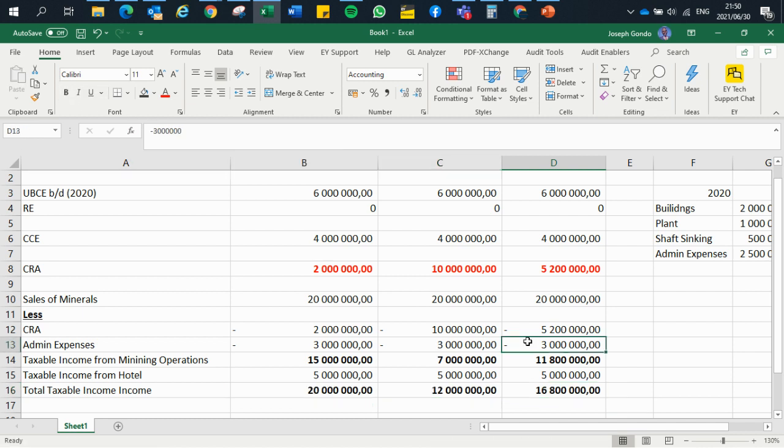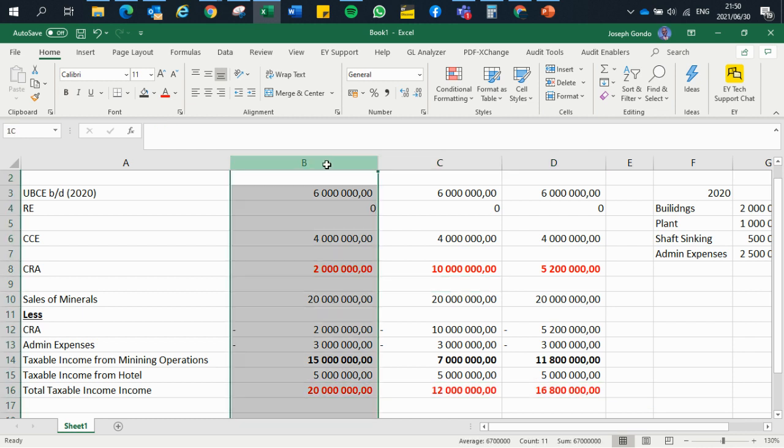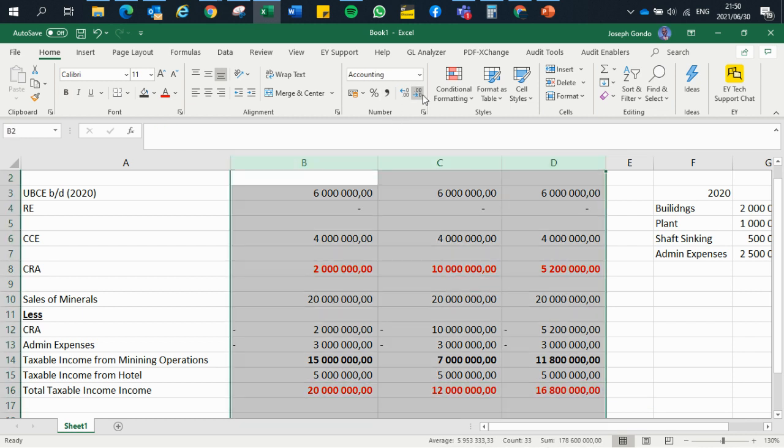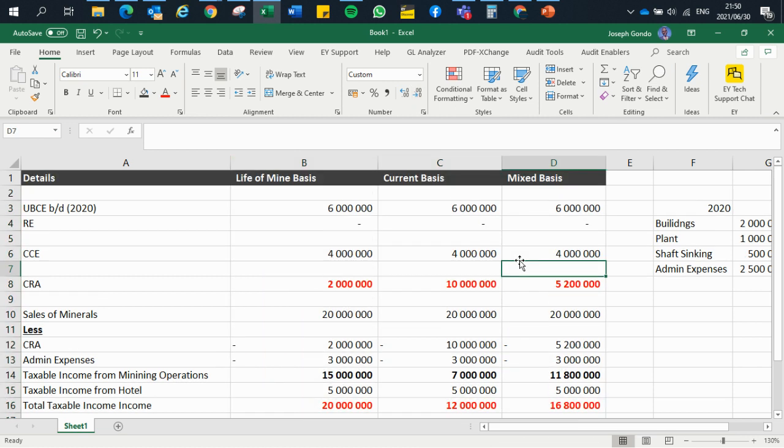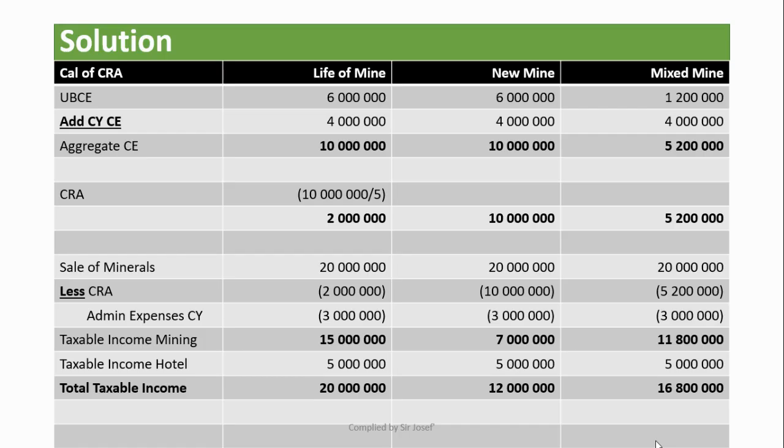So this is it, guys. This is how we practically worked on the three methods: the life of mine basis, the current basis, and also the mixed basis. This is the typical example. I hope that I did put the answer. Yes, the answer is here. So you can always refer to the answer.